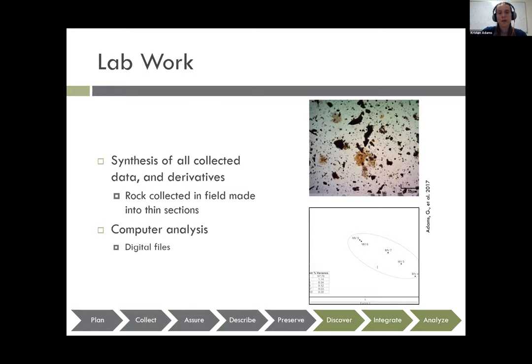When you get back into the lab from the field, all of the data is synthesized. Your rock specimens might be turned into slides, for example, and then you have those as well. And you start doing computer analysis. So then you have a mix of some physical samples and data and some digital files as well.